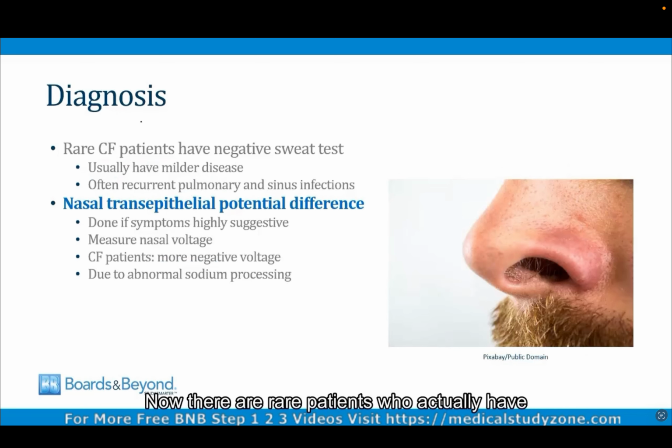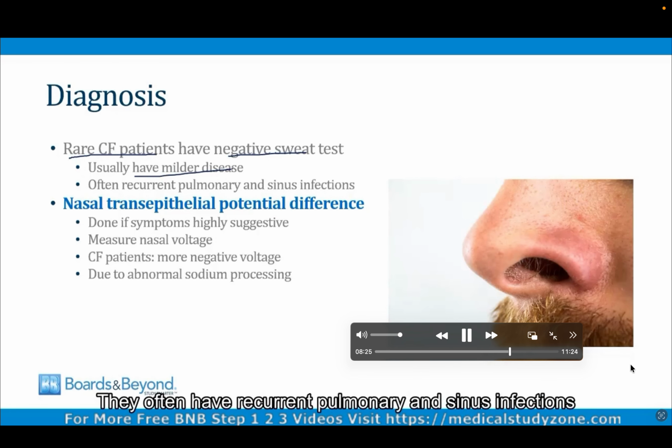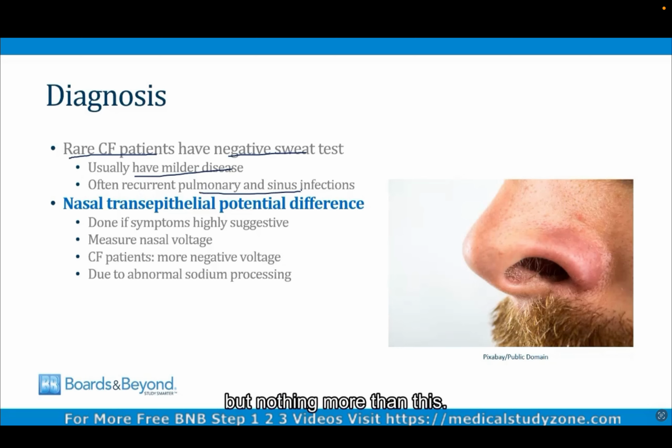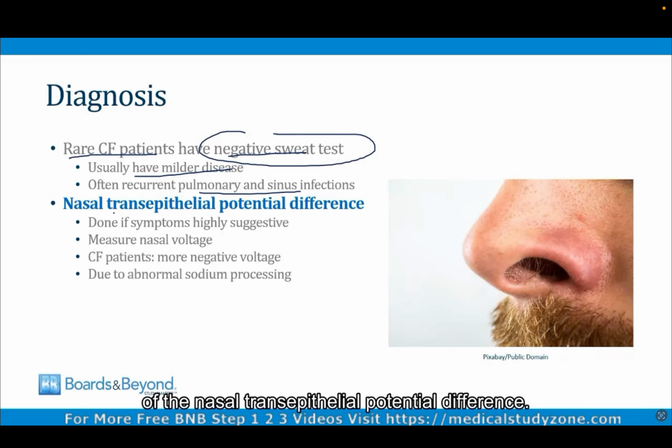Now, there are rare patients who actually have cystic fibrosis, but their sweat test is negative. These patients usually have milder disease. They often have recurrent pulmonary and sinus infections, but nothing more than this. There is a second test that can be used if you suspect a patient has cystic fibrosis despite a negative sweat test, and that's called measurement of the nasal transepithelial potential difference.